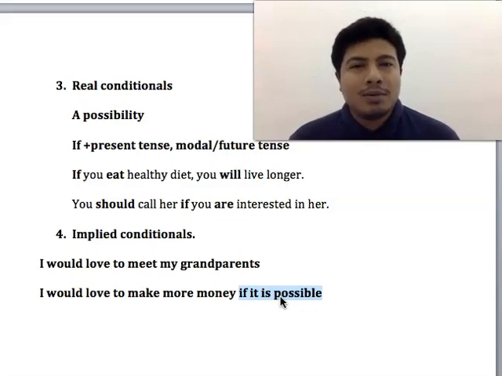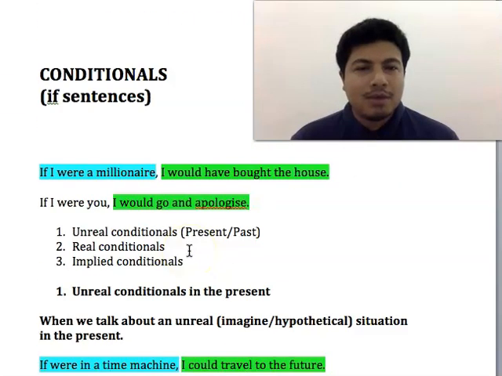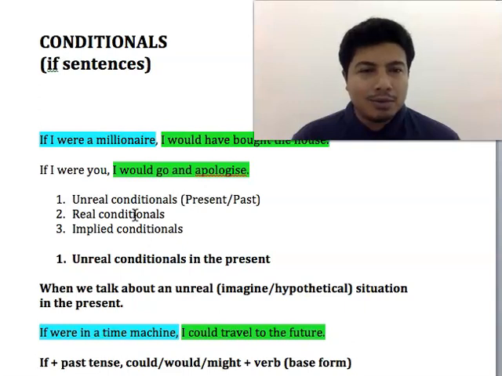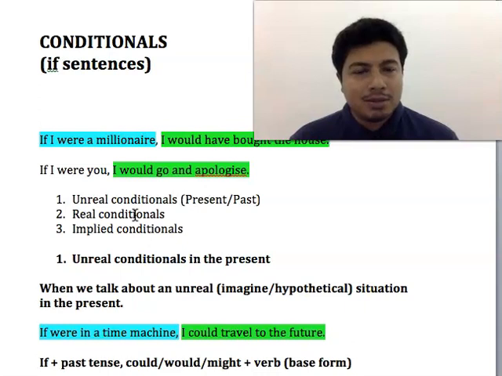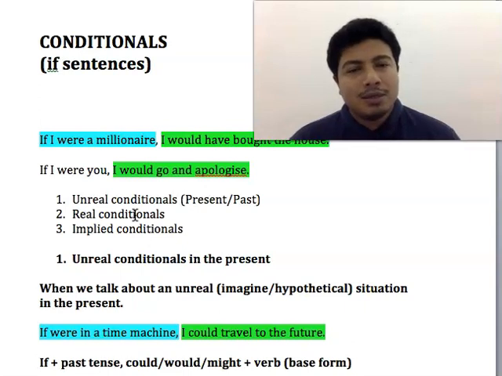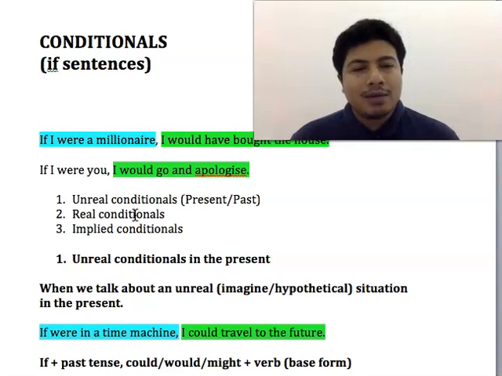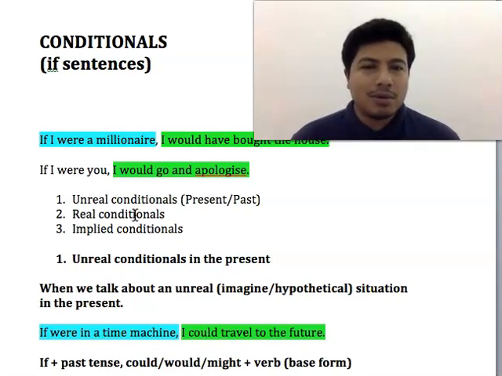So that is all about conditional sentences or if sentences. We have talked about unreal conditionals in the present and unreal conditionals in the past, real conditionals, and also implied conditionals. You can always refer to other notes or videos to understand more about these conditional sentences. Make sure when you are speaking about a situation that is conditional, you use the correct conditional sentences with the correct grammar.